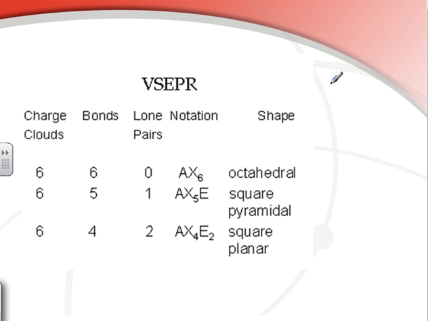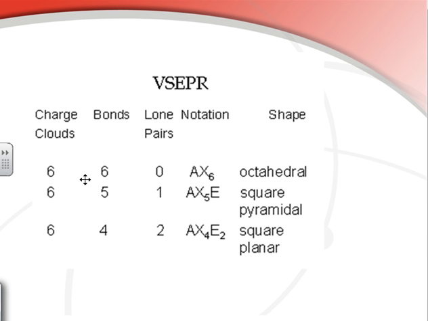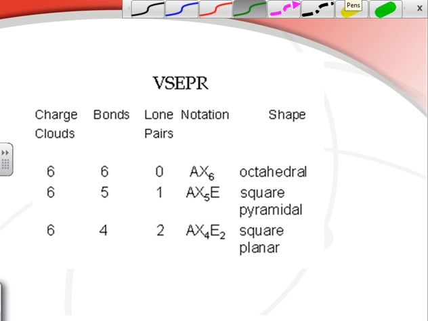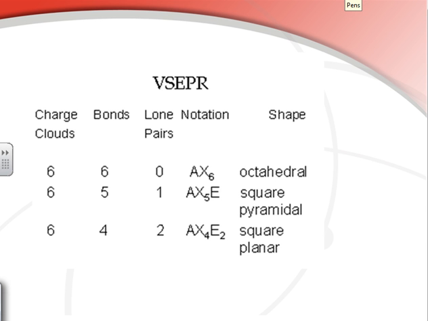Last ones we're going to look at are the examples with 6 charge clouds. So we've got lots of different options here. We can have 6 bonds with no lone pairs. That gives you octahedral. 5 bonds and 1 lone pair is square pyramidal. 4 bonds and 2 lone pairs is square planar.